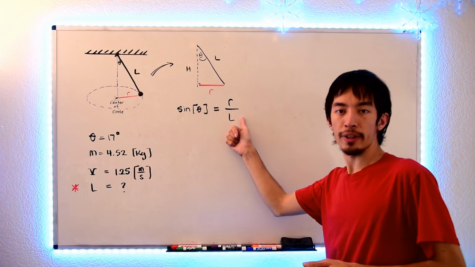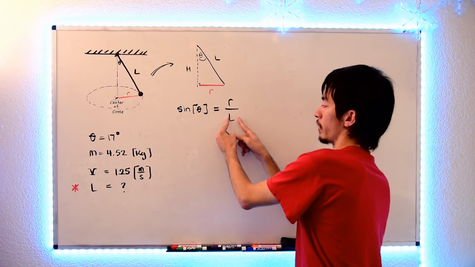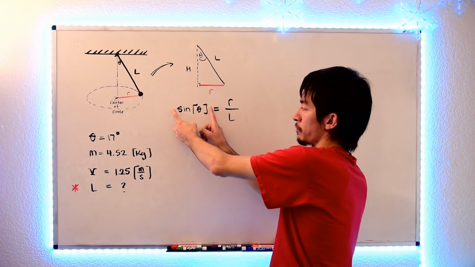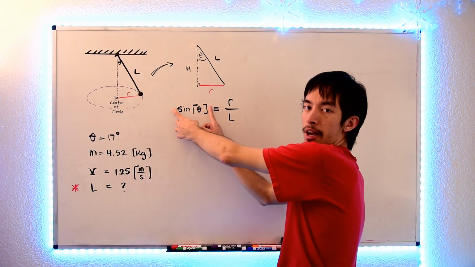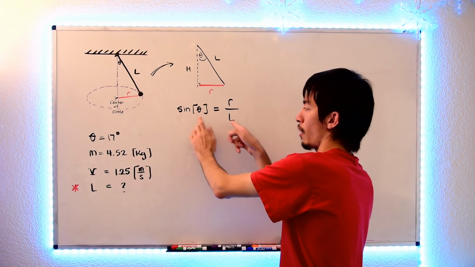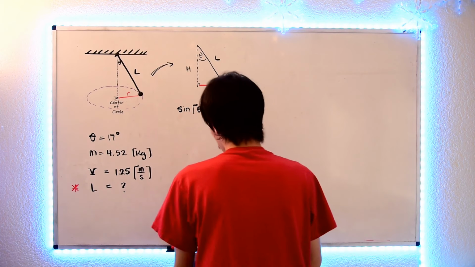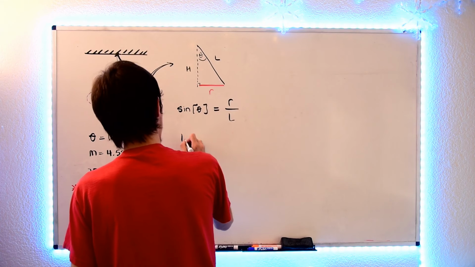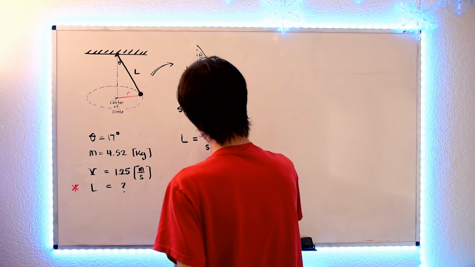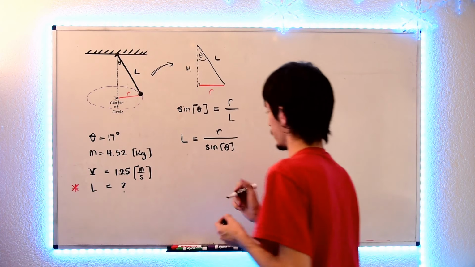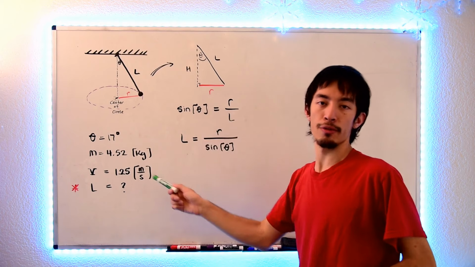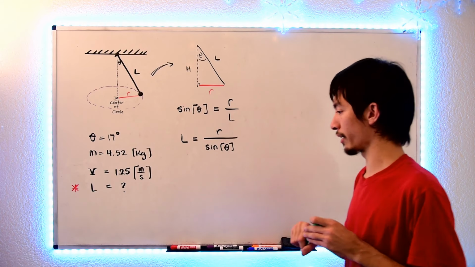The goal is to solve for L, so what I'm going to do is move L over to the left side by multiplying it. I'm also at the same time going to take the sine of theta and divide it over to the right side. So I'm basically going to swap positions. Okay? So L equals R over sine theta. This is what's going to allow us to find the length L of the string.